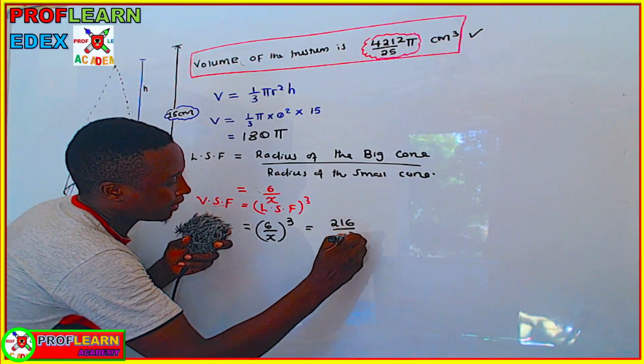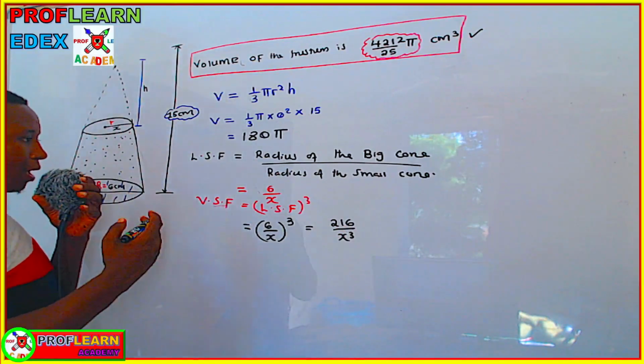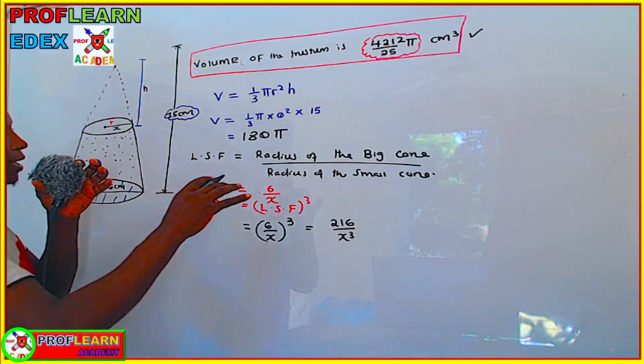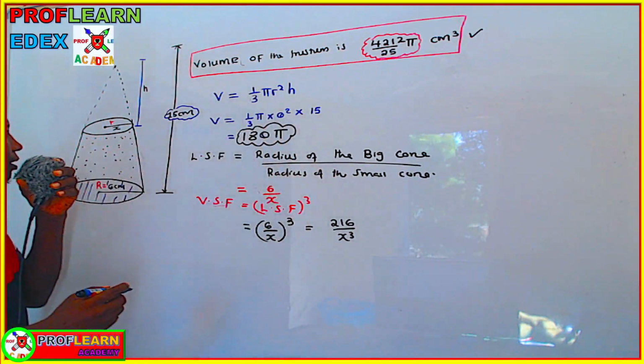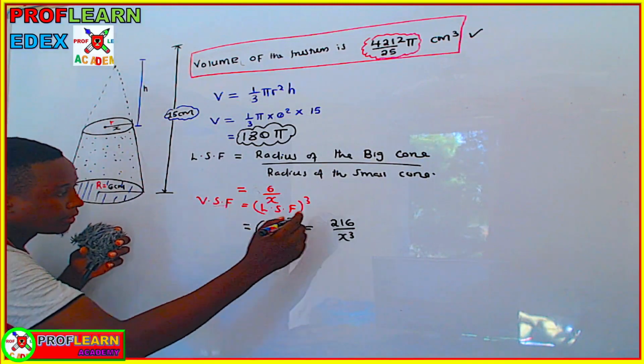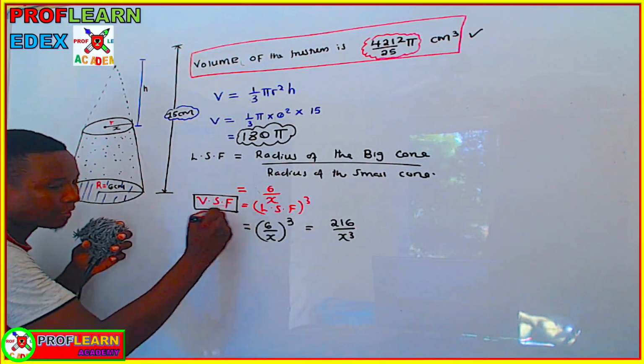216 over x cubed. So how are we going to use this information? Because we have the volume of the bigger cone, we can now say, using this volume scale factor.